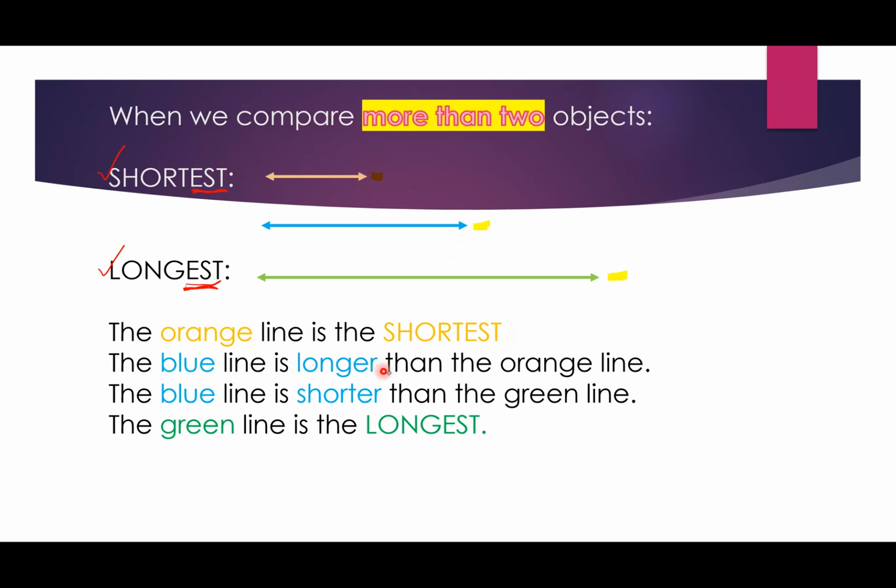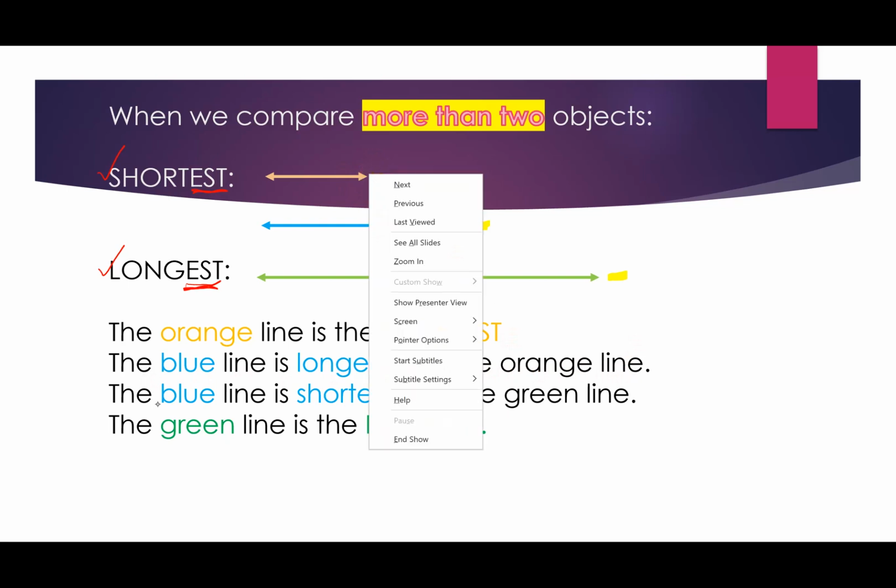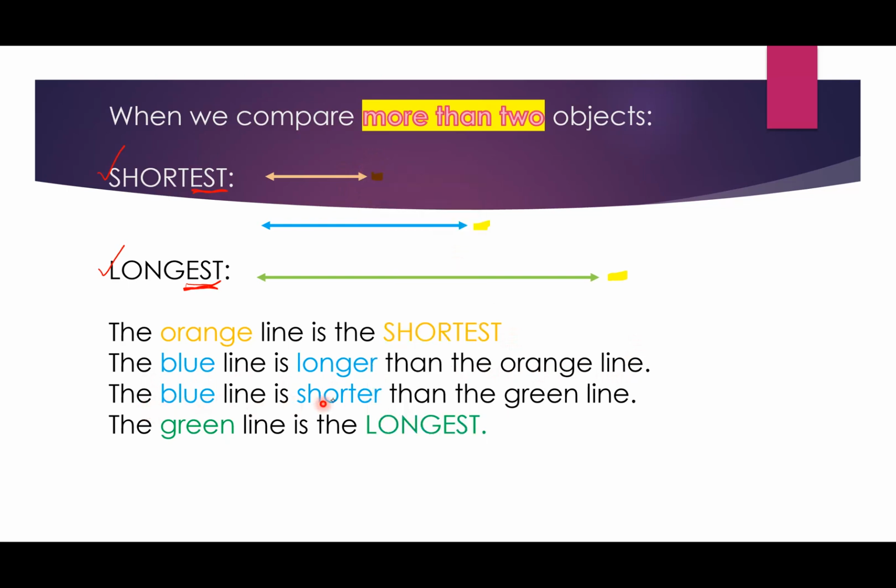The blue line is longer than the orange line. Now, if I ask you to compare only the orange line and the blue line, I can say the blue line is longer than the orange line. I can also say the blue line is shorter than the green line. See, the blue line over here is shorter than the green line. The green line is the longest.